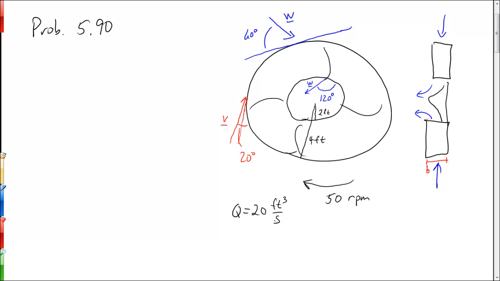For a flow tangent to the rotor blade surface at the inlet and the outlet, that means that W is tangent, has the same angle as the rotor blades. Determine an appropriate constant blade height B, and then we also have to find the corresponding power available at the rotor shaft. So we need to find B, and then in part 2 we need to find the work being done, or the power, at the shaft.